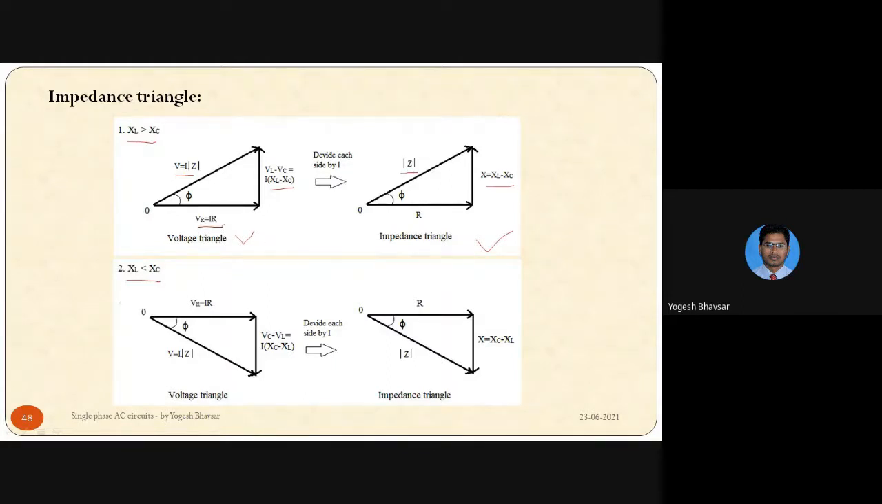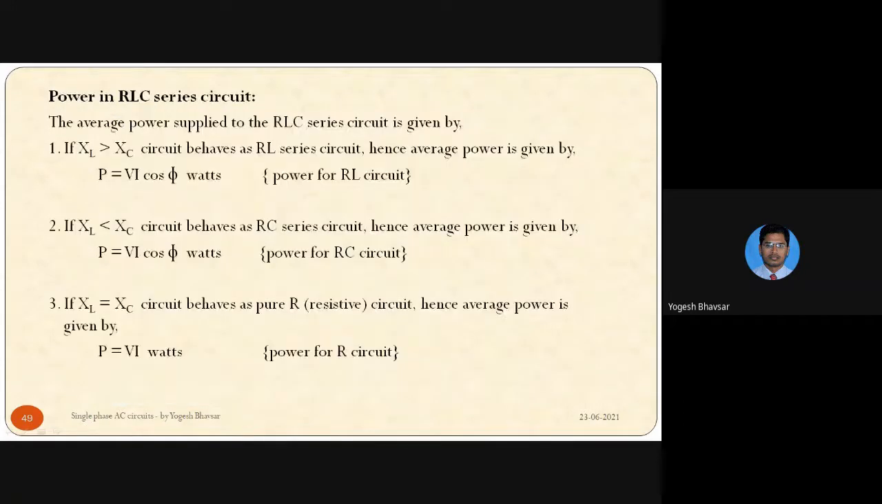And similarly for XL less than XC, the only difference is that the adjacent side is XC minus XL. Only this difference. So this is the impedance triangle for XL greater than XC and XL less than XC. The impedance triangle or voltage triangle doesn't exist for XL equal to XC because there is no VL and VC, both components are absent. So we cannot draw it.